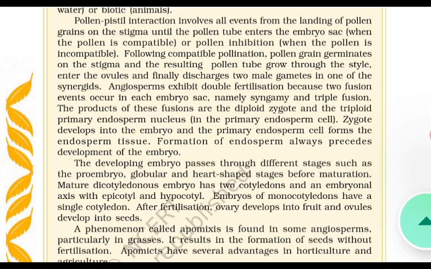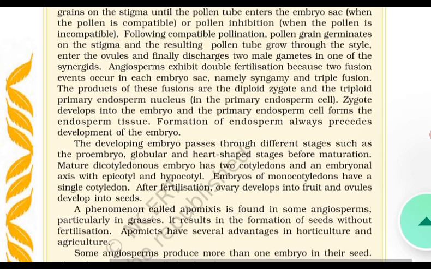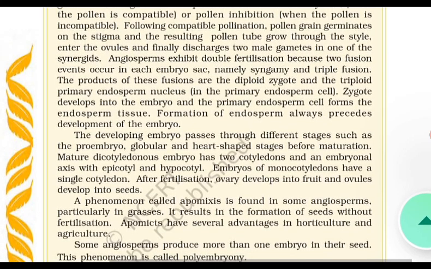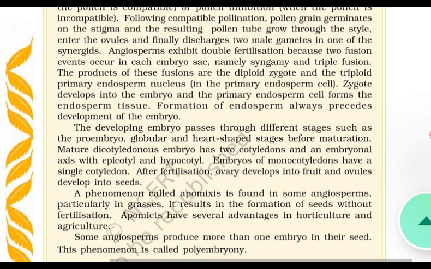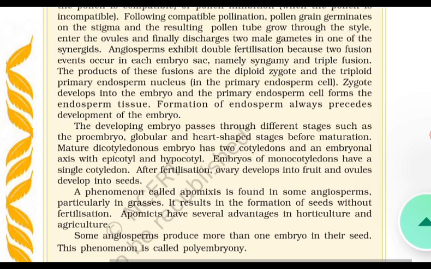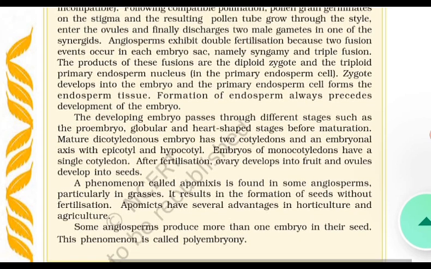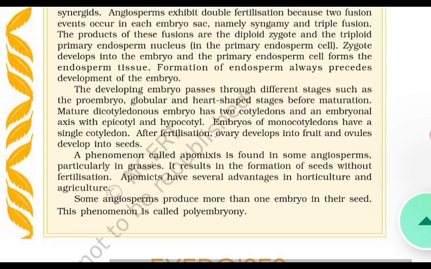Pollen-pistil interaction results in pollen germination when the pollen is compatible, or pollen inhibition when the pollen is incompatible. Following compatible pollination, the pollen grain germinates on the stigma and the resulting pollen tube grows through the style, enters the ovule and finally discharges two male gametes in one of the synergids. Angiosperms exhibit double fertilization because two fusion events occur in each embryo sac, namely syngamy and triple fusion. The products of this fusion are the diploid zygote and the triploid primary endosperm nucleus in the primary endosperm cell.